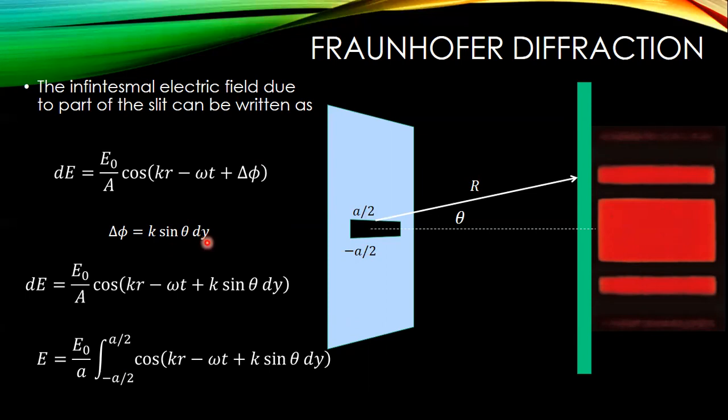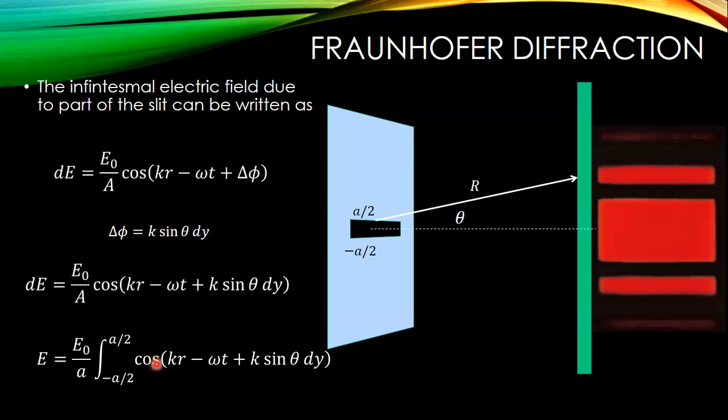We did this with 2 points before. Now we're going to do this with an infinite number of points. That phase difference is going to go by k, where k is 2 pi over lambda, times sine theta times dy. So what we need to do here is integrate over all the points, from negative a over 2 to a over 2. We need to integrate over all these points.